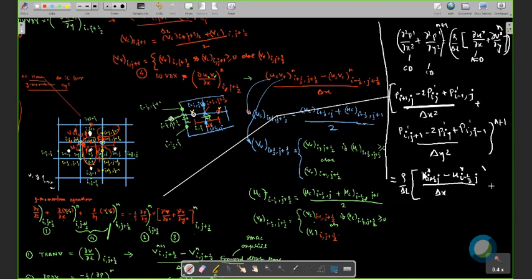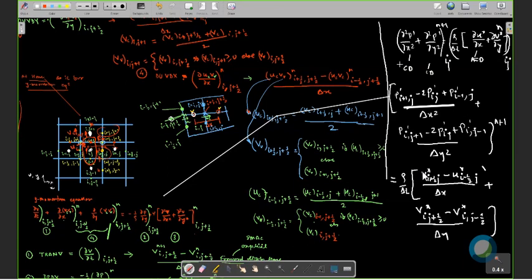Okay, plus v star minus v star divided by delta y. So v at y is this one, at i, j plus half and i, j minus half star values. Okay, and all these are at ij.